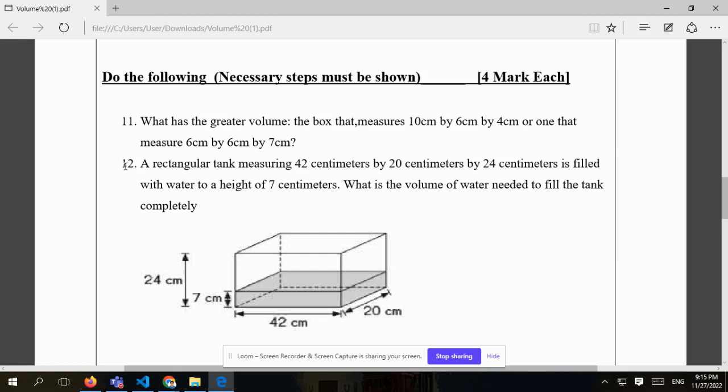Focus here. 6 sevens are 42, write 2 and carry forward 4. 7 threes are 21, 21 plus 4 is 25. So 252 centimeter cube. So which is more? V1 more or V2 more? V2 is more. So the volume V2 is more than volume V1.